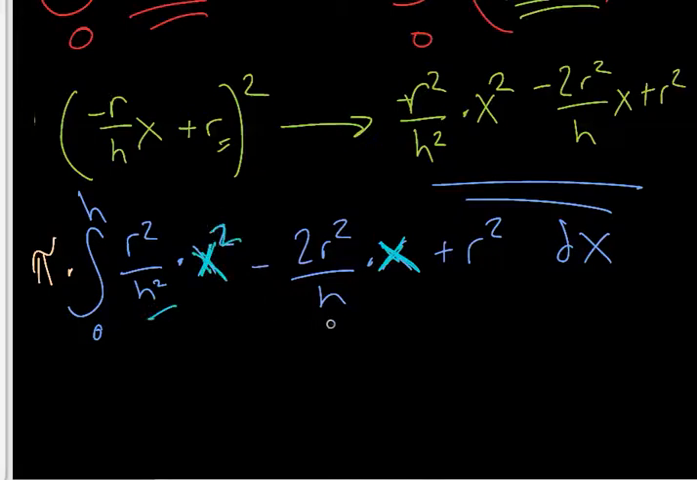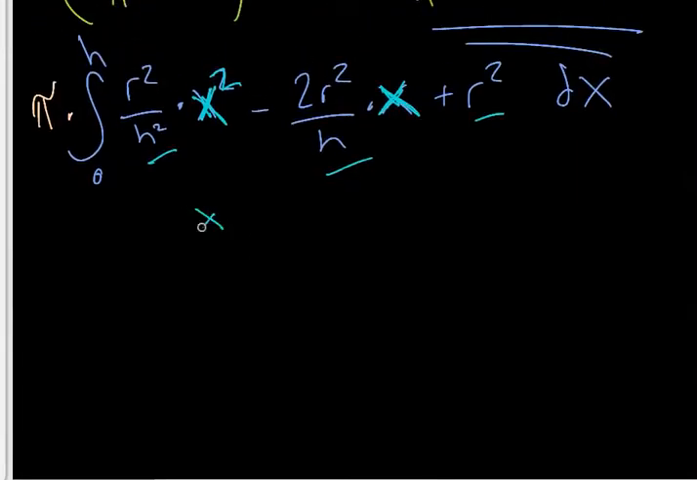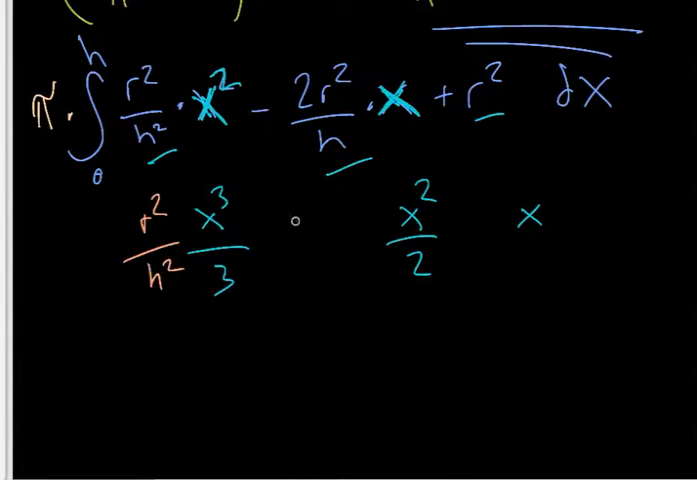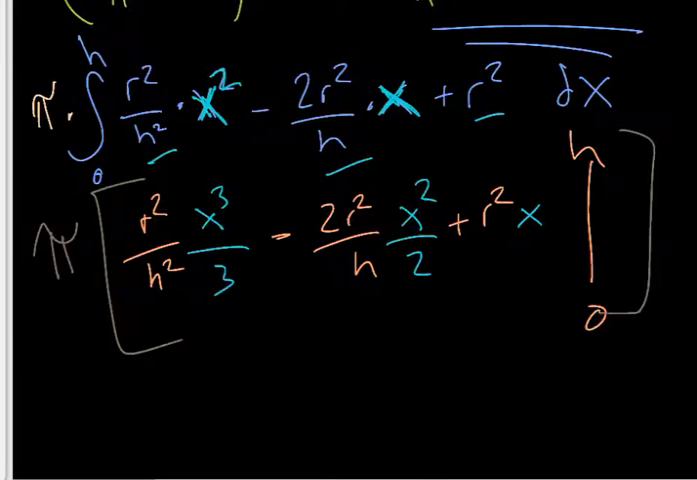And the rest, these things are just coefficients, right? Okay. So, what does that become? Well, this is going to become x cubed over 3, this guy's going to become x squared over 2, and this guy's just going to become x. Now, what is the coefficient of each of those? Doesn't change. It's r squared over h squared, minus 2r squared over h, plus r squared. All of that evaluated from 0 to h. I'm going to multiply all of it, though, by pi. I can't forget that.